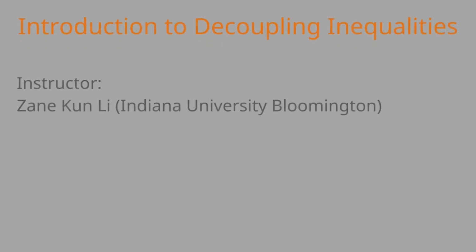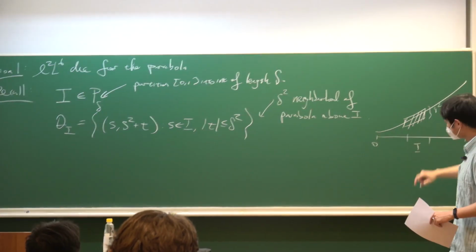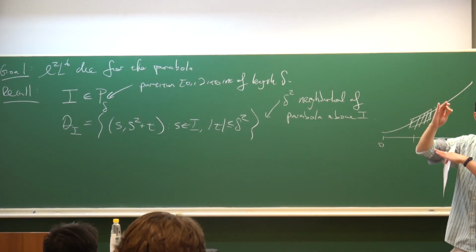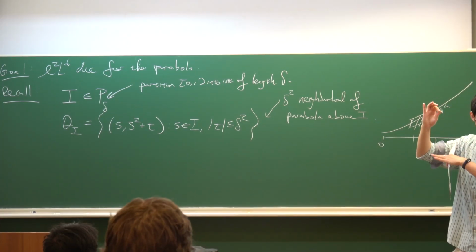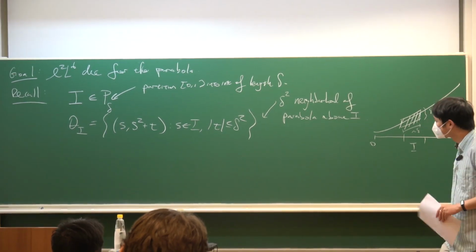Okay, let's draw the picture. Pictures are always key. If you try to do decoupling without drawing pictures, you can do it, but the pictures usually motivate everything. Okay, so this is delta squared, and because we're always going to be working in the interval 0, 1, this delta squared neighborhood of the piece of parabola above I is basically a delta by delta squared rectangle pointing in some direction. So this is also basically length delta.